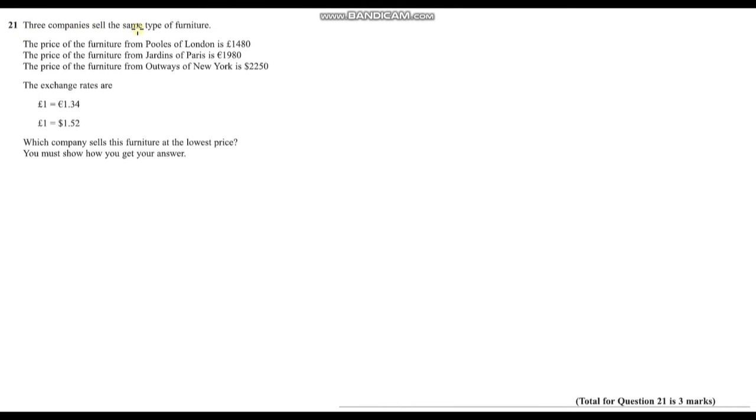Question 21. 3 companies sell the same type of furniture. The price of the furniture from Pools of London is £1,480. The price of the furniture from Jardins of Paris is €1,980. And the price of furniture from Outways of New York is $2,250. So we've got all different currencies here, but we are given the exchange rates down here. Which company sells this furniture at the lowest price? You must show how you get your answer.